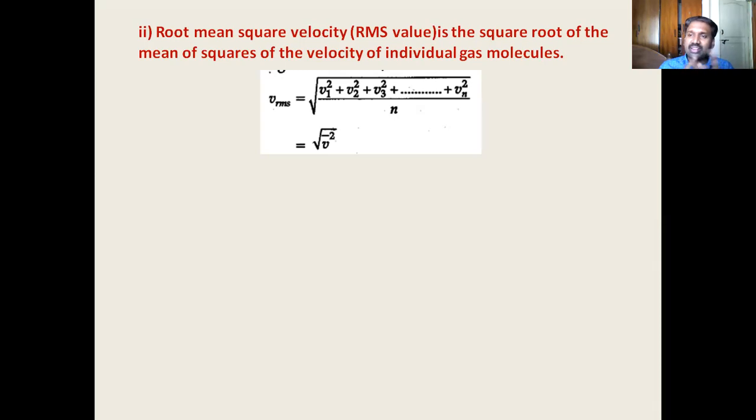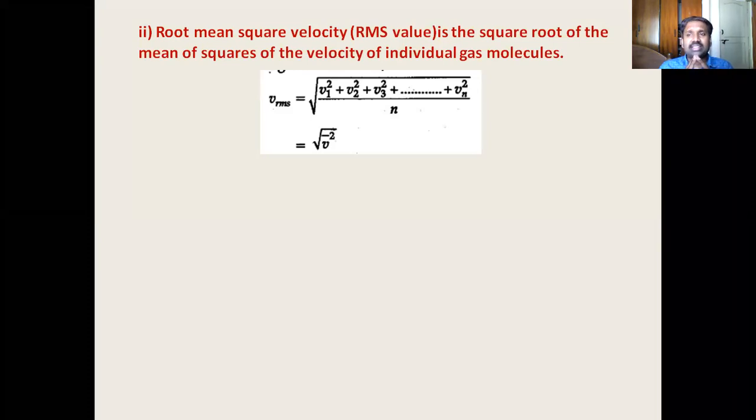So if V1 is the velocity of a gas molecule, V2 is the velocity of the second gas molecule, V3 is the velocity of the third gas molecule, you just have to take the velocities, square them, and then take the average of the velocities of individual gas molecules.